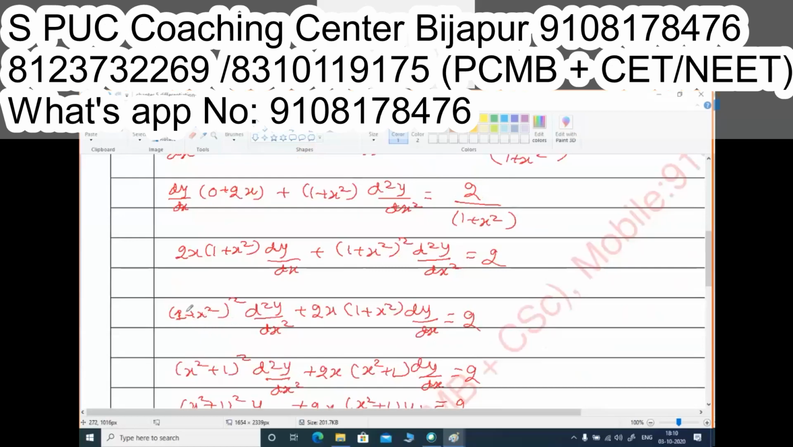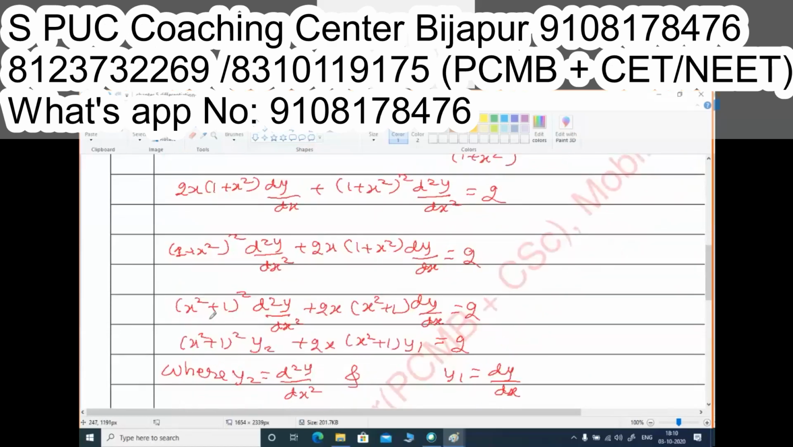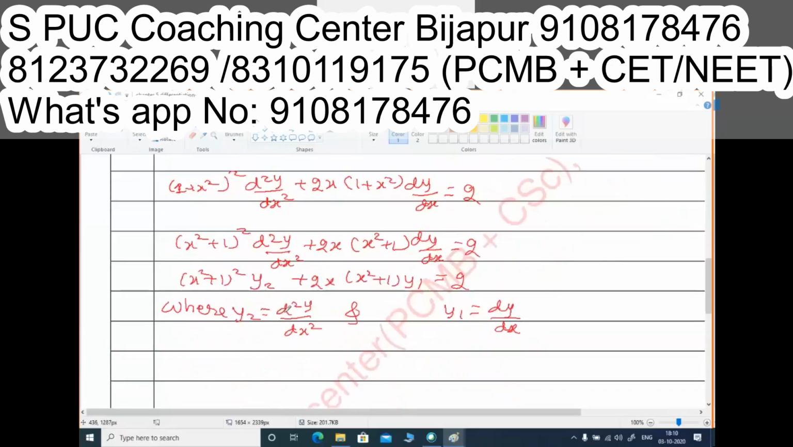Just I am going to rearrange this. 1 plus x square can be written as x square plus 1. (x square plus 1) bracket square d square y by dx square plus 2x (x square plus 1) dy by dx, which is equals to 2. Next I am going to replace d square y by dx square by the y2 term and dy by dx by y1, where y2 is equals to d square y by dx square and y1 is equals to dy by dx.